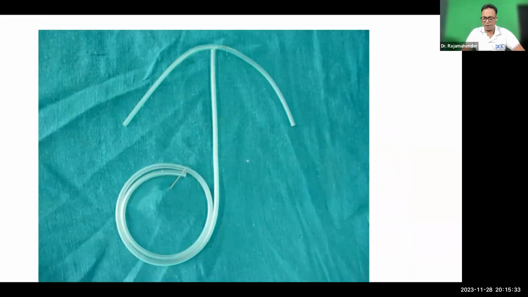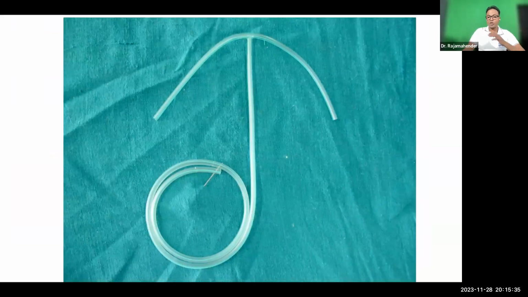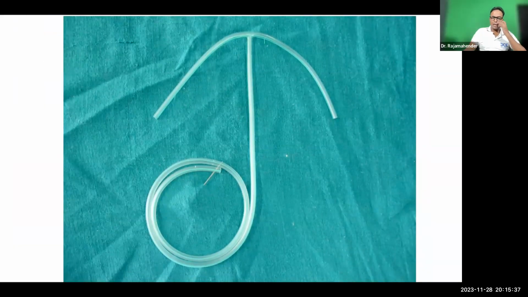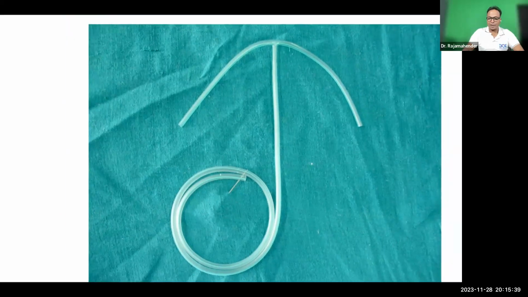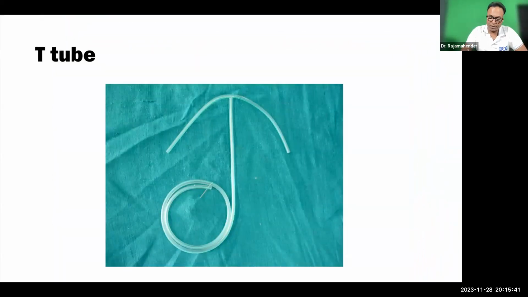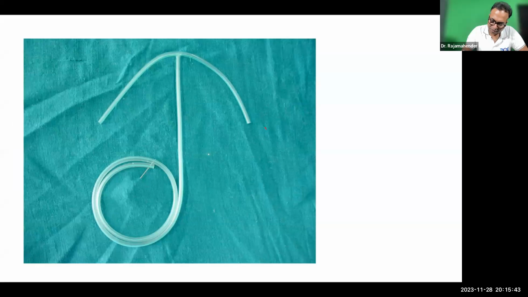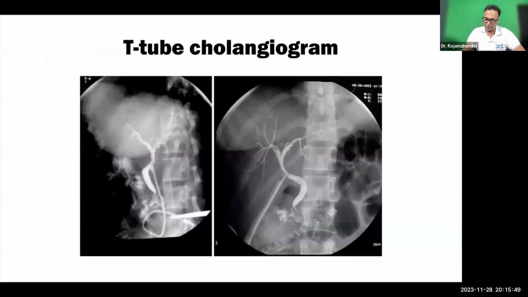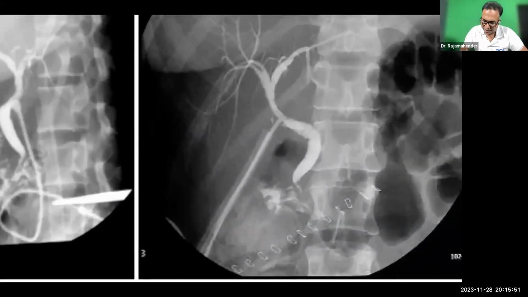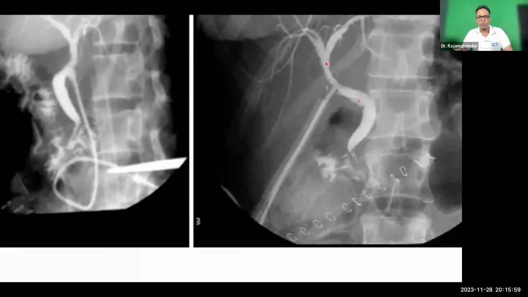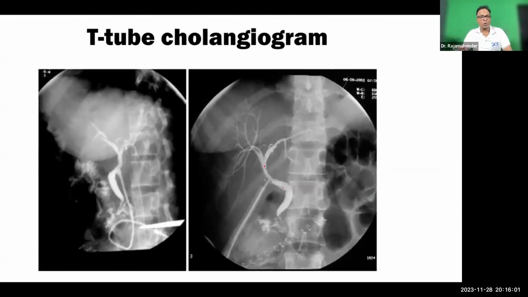So this is a T-tube. You will get an instrument-based question in the viva exams. It is a T-tube kept in the bile duct, also called Kehr's T-tube. This picture shows the T-tube kept inside, and before removal of the tube, I should do a T-tube cholangiogram. I will ensure there is no obstruction by putting contrast. It's a classical image showing a T-tube cholangiogram.